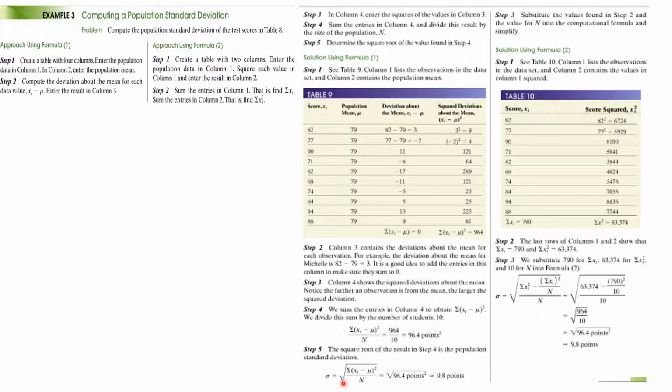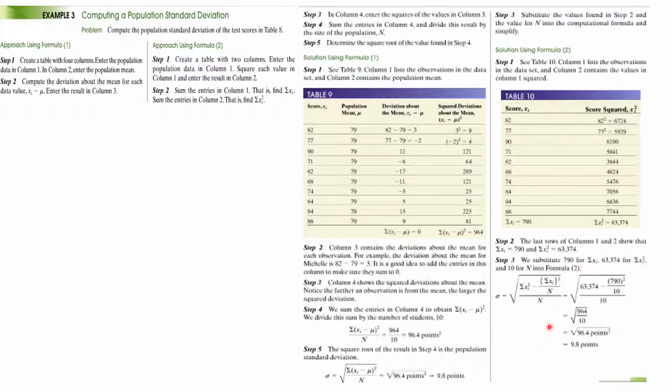Then what we need to do is take the square root of the value we found here, because this is the value under the square root, which is 96.4. If you take the square root of 96.4, you would get 9.8 points.